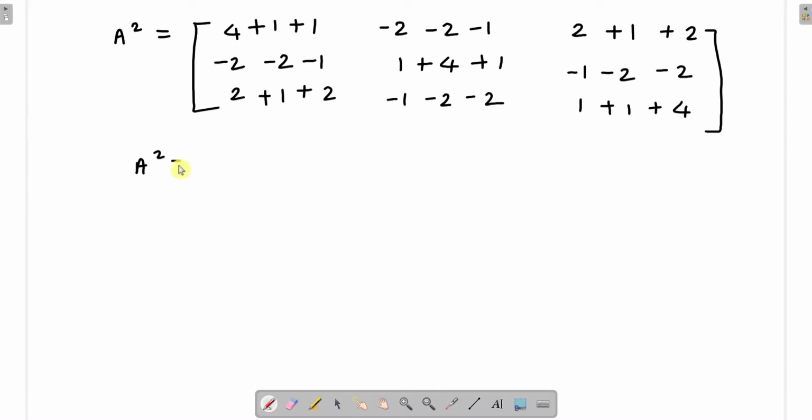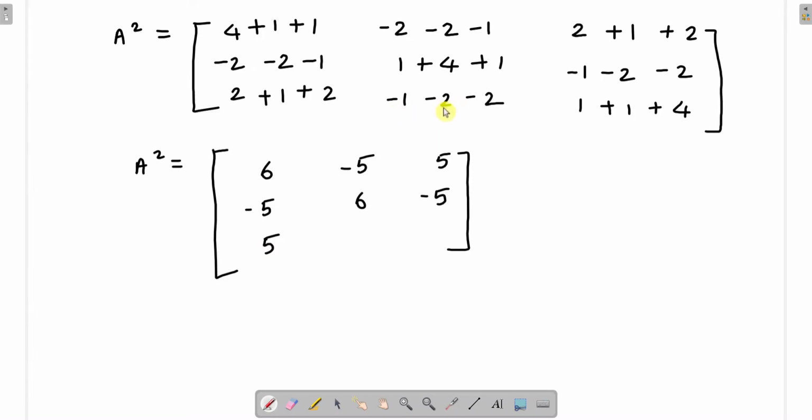So A square will be equal to matrix: 4 plus 1 plus 1 is 6, minus 2 minus 2 minus 1 will be minus 5, 2 plus 1 plus 2 will be 5; minus 2 minus 2 minus 1 will be minus 5, 1 plus 4 plus 1 is 6, minus 1 minus 1 minus 2 will be minus 5 in the third column; 2 plus 1 plus 2 is 5, minus 1 minus 2 minus 2 will be minus 5, 1 plus 1 plus 4 is 6. Okay, so here we have got the A square matrix.